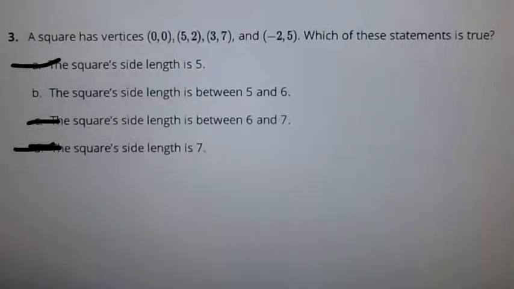And so now I can answer these questions. No, this is not true. The square's side length is 5. That would only be true if the area was 25. This is true. It's between 5 and 6.